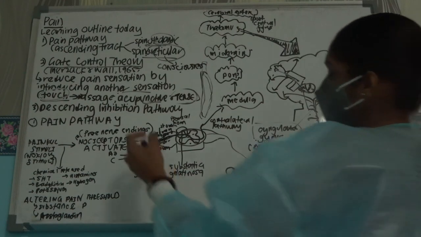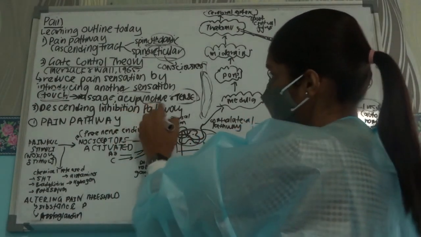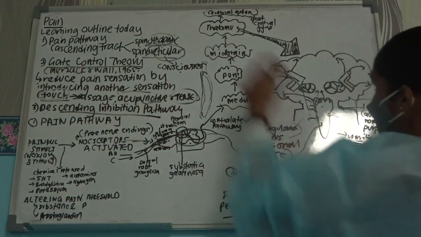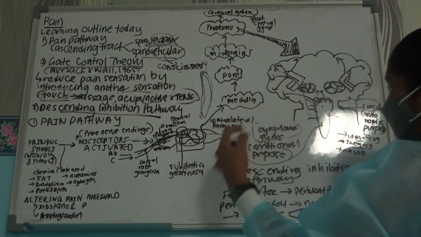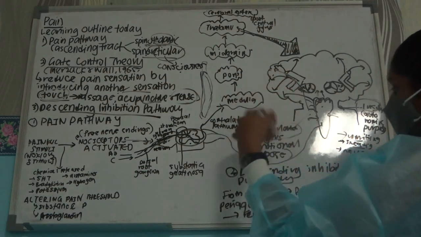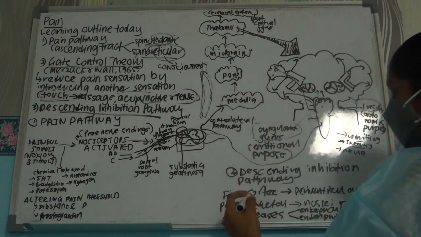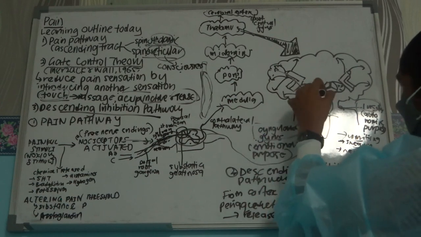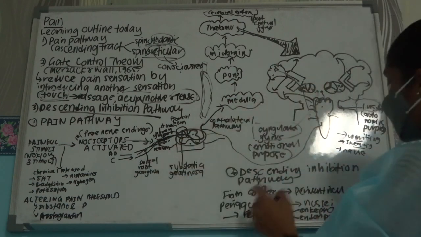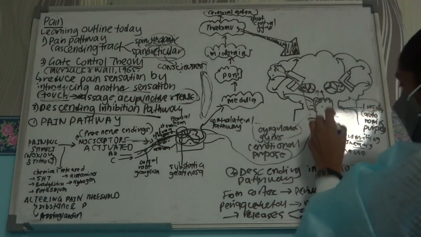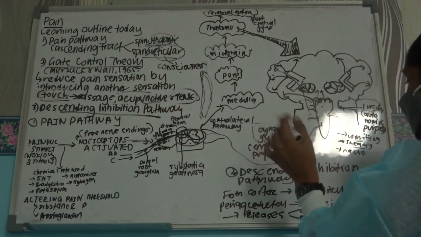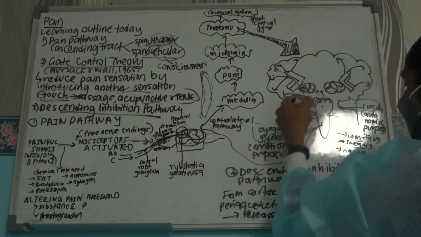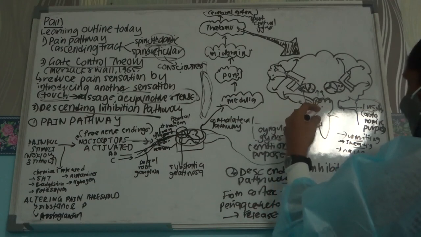The next one I'll be talking about is the descending inhibition pathway. This is from the cortex, coming down. We already talked about the pathway coming up, so now the descending one is coming down. From the cortex, there is the periventricular area somewhere here. From the periventricular, it will be activated and a neurotransmitter will be released. Then it goes to the periaqueductal gray and to the nucleus raphe magnus.